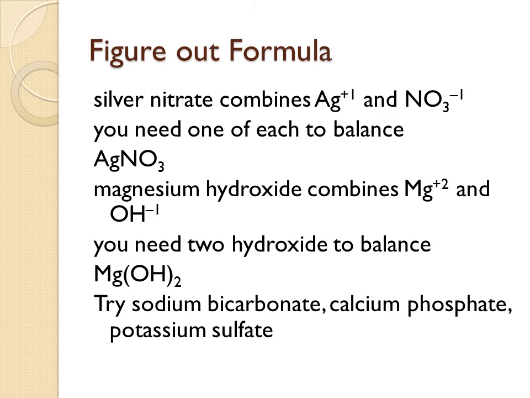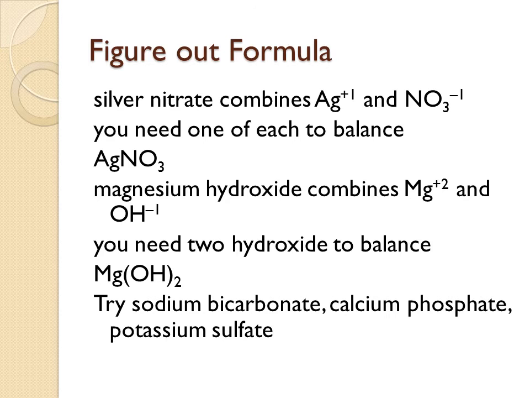Okay, so when you have the polyatomic ions, you do the same process for figuring out the formula. We need silver nitrate as our first example, so we know that silver is a +1. We also know that nitrate is an NO3 -1 group. So you need one of each group to balance and make a 0 charge. AgNO3 therefore works for that compound.